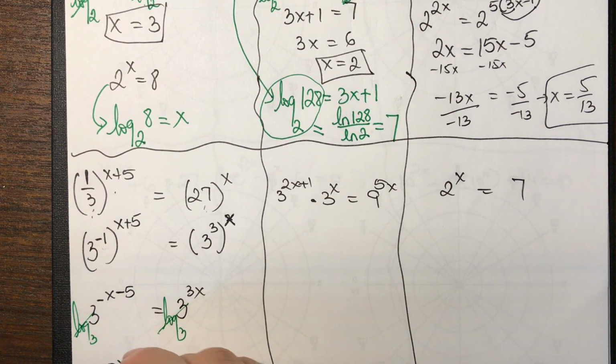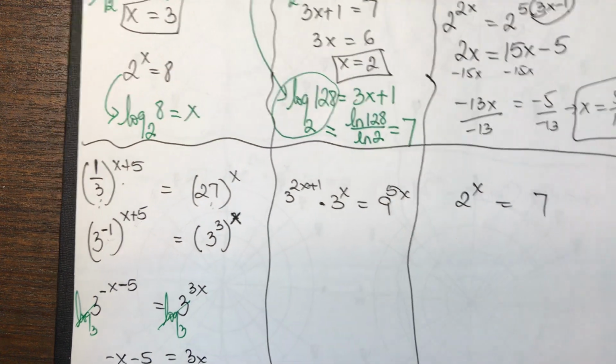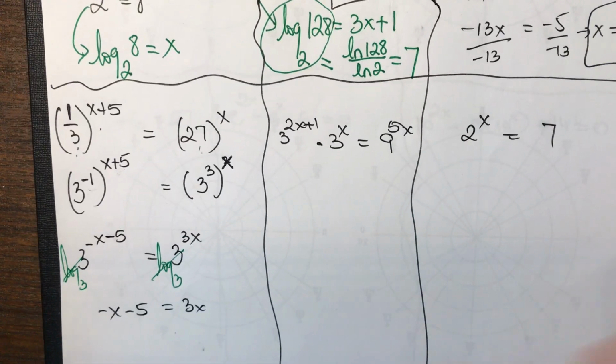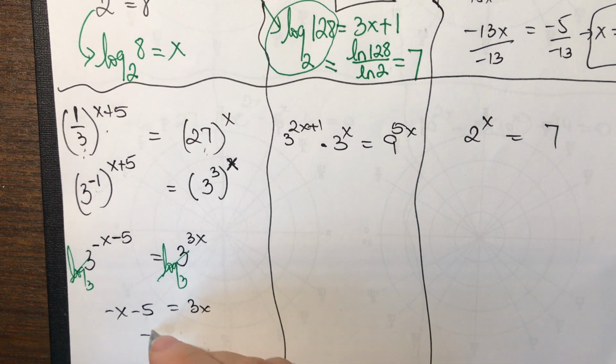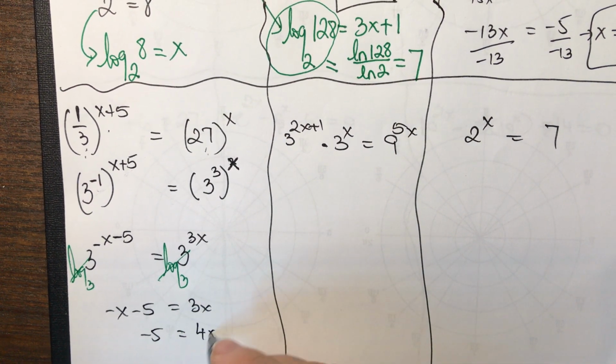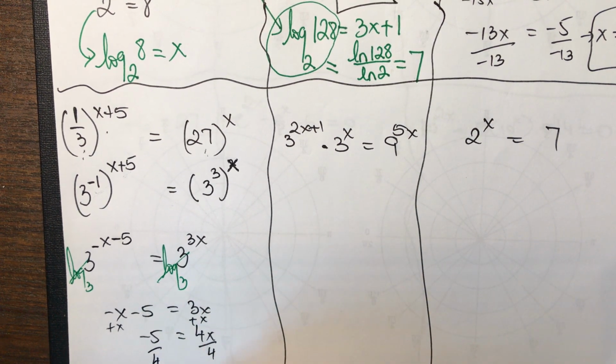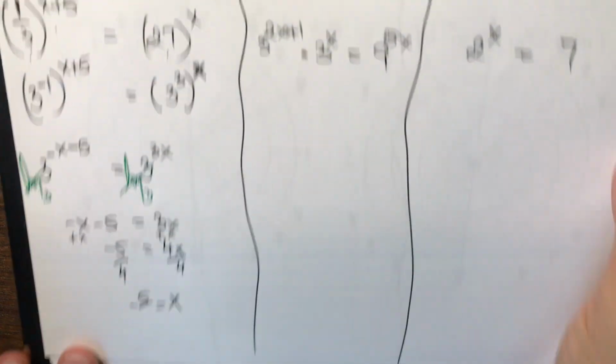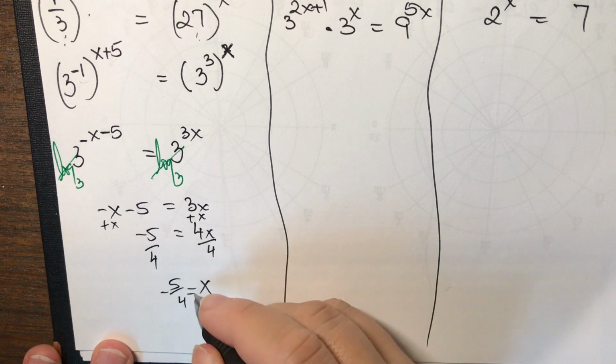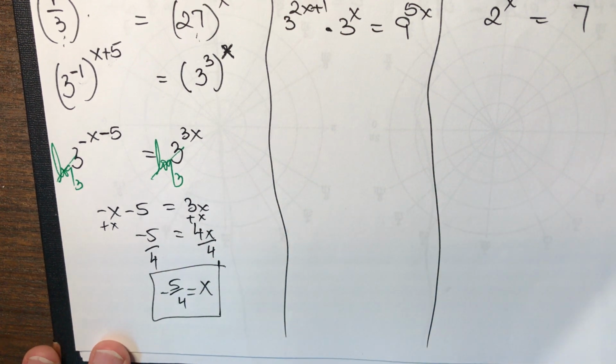So negative x minus 5 is equal to 3x. And now it's a super easy linear equation. I'm going to add the x over for a total of 4x, right? Don't mess up on the little stuff. Divide both sides by 4. So x equals negative 5 over 4. Done. All right.